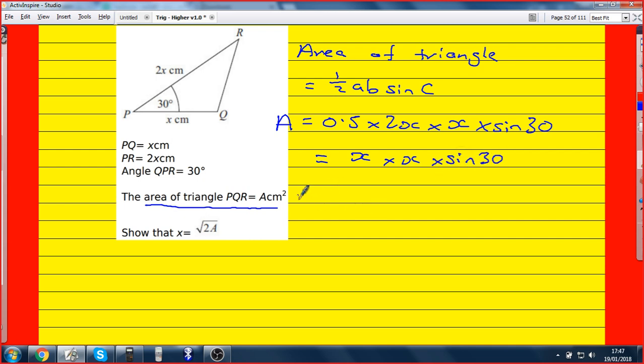Anything else you can simplify there? So x, you've got x times x. What is that? X squared. So you've got x squared times sine 30. Any idea how you simplify that? Any idea what sine 30 is, or how you can figure it out?